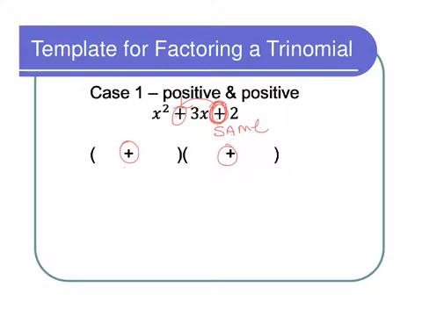Alright, so now we know the signs in the parentheses. We're going to do factoring. First, whatever variable we're using goes in the first slot in each parentheses. And now, since it's positive and positive, that means we are looking for 2 numbers that multiply together to give us 2. So that would be 1 times 2. And since there's a plus in front of it, they have to add up to give us 3. And 1 plus 2 equals 3, so it's 1 and 2.